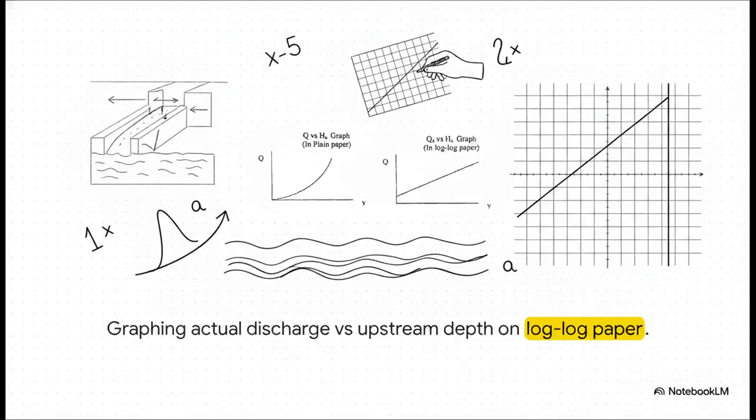Just to be totally sure this wasn't a fluke, we verify our work by plotting the data on a log-log graph. Because the discharge equation involves exponents, taking the logarithm of both sides magically turns it into a classic straight line equation. By graphing our actual discharge against our upstream depth on this log-log paper, the slope of the resulting straight line directly gives us our flow exponent n. It's a beautiful, highly visual way to double-check our math and confirm those chart values.